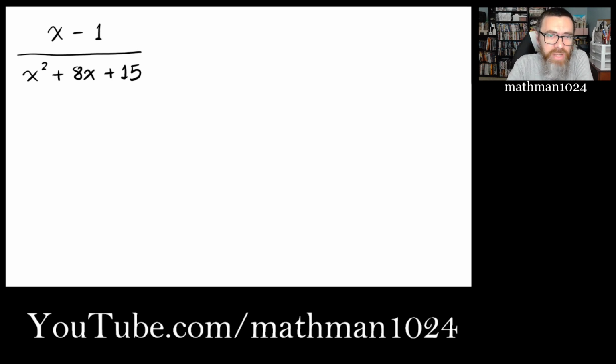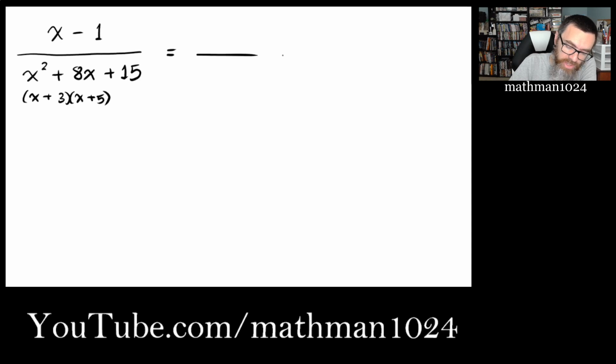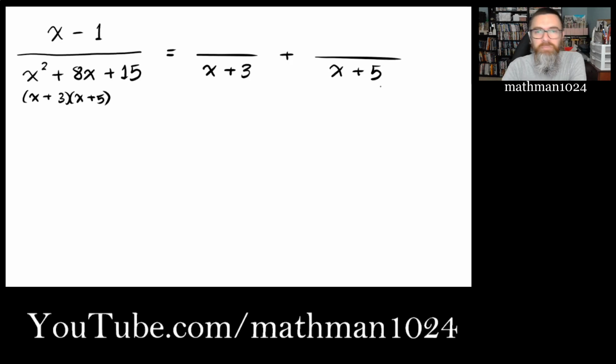x minus 1 over x squared plus 8x plus 15. Now, if you look at this denominator, it's made up of the factors x plus 3 times x plus 5. So we'd be thinking that this surely comes from having two smaller parts, where one of these has the denominator x plus 3 and the other one has the denominator x plus 5. So how do we figure this out?